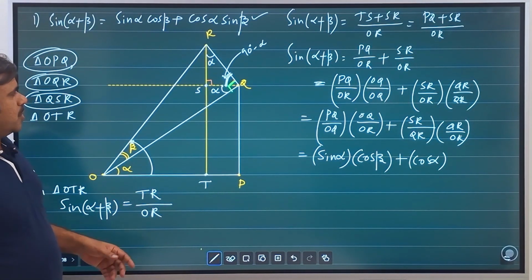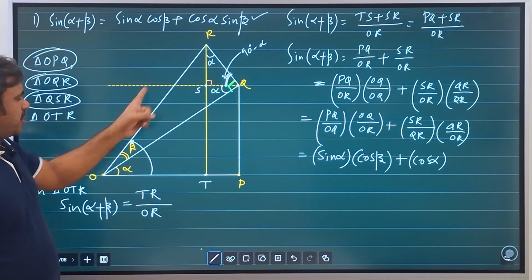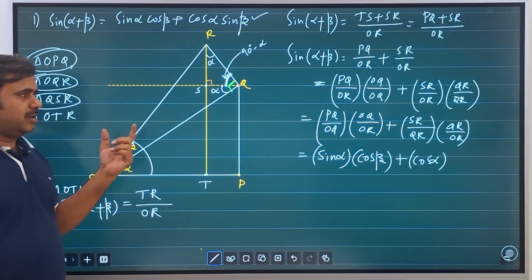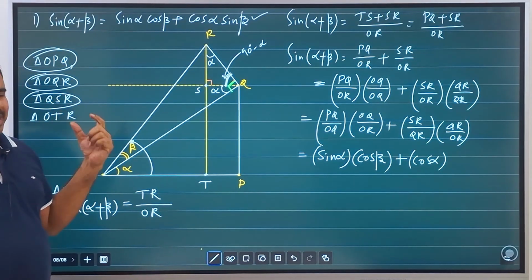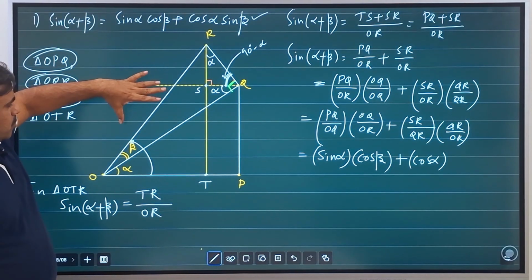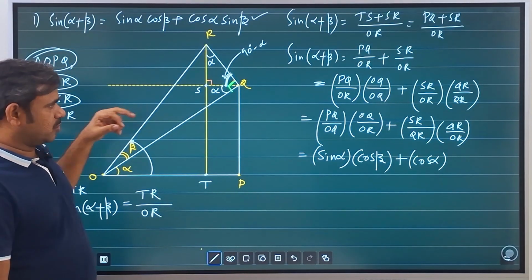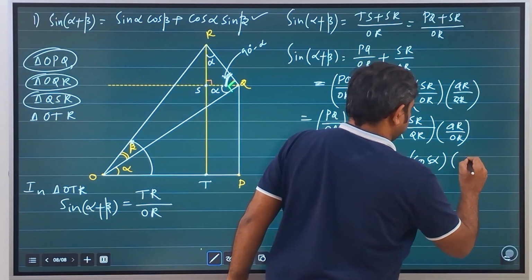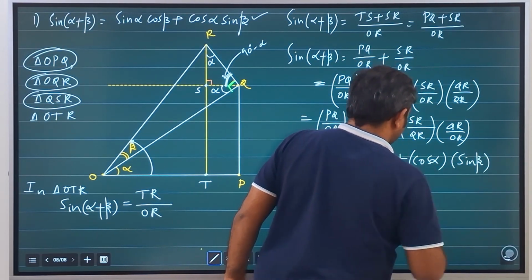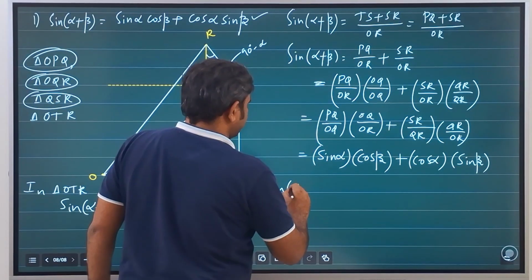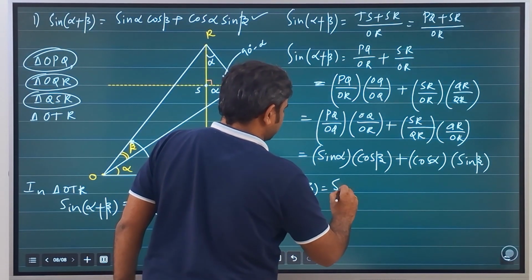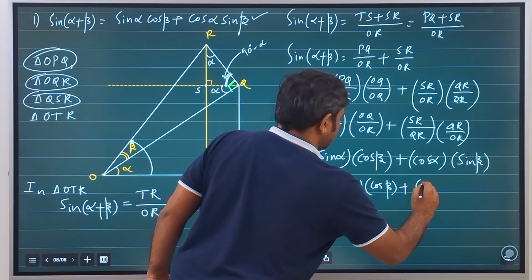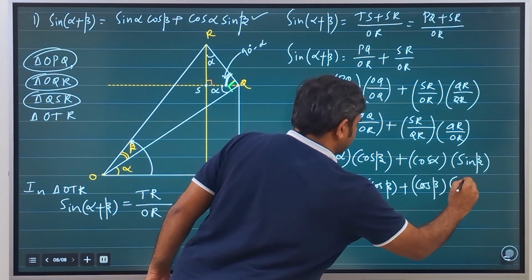Next, look at the right angled triangle OQR. In this right angled triangle, QR is the opposite side of angle beta and OR is the hypotenuse. So QR by OR is sine beta. So hence we proved that sine alpha plus beta is equal to sine alpha into cos beta plus cos alpha into sine beta.